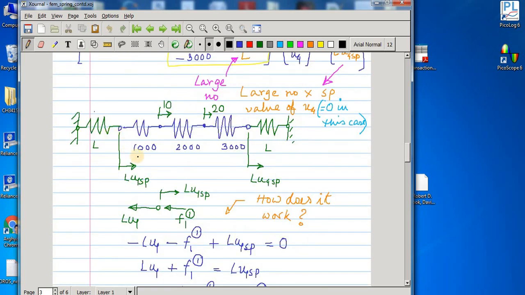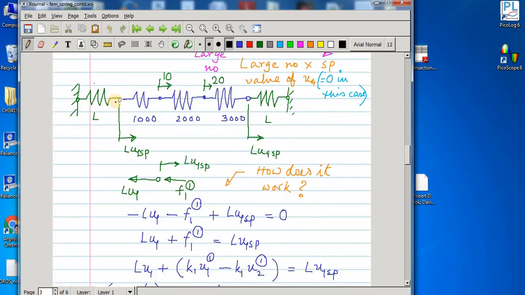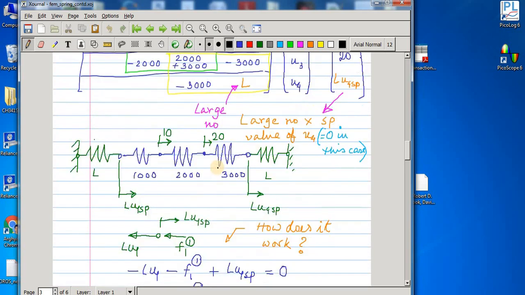Now if you replace this by this, then if you look at the equilibrium equation of this node, suppose this node has a displacement U1, so the spring force on this node will be LU1 in this direction, and this F11 is coming from this element on this node, and we are applying an external force LU1 SP here. So this is what we have done.